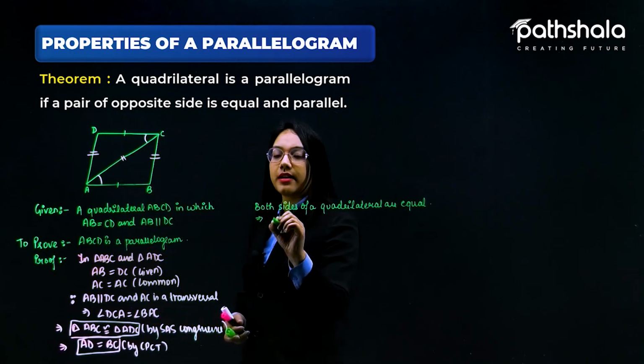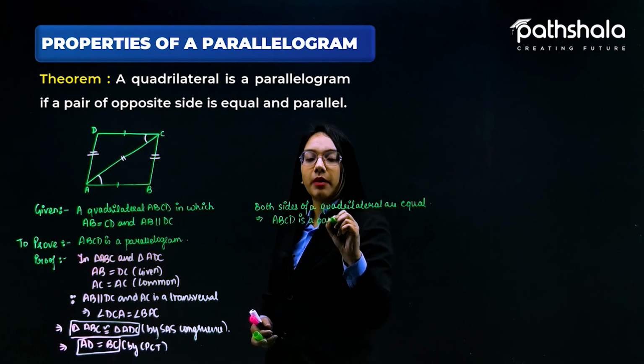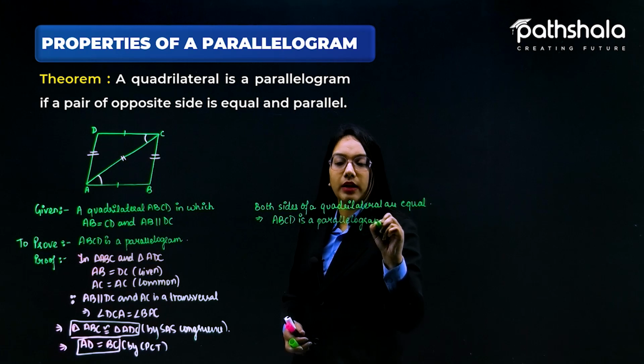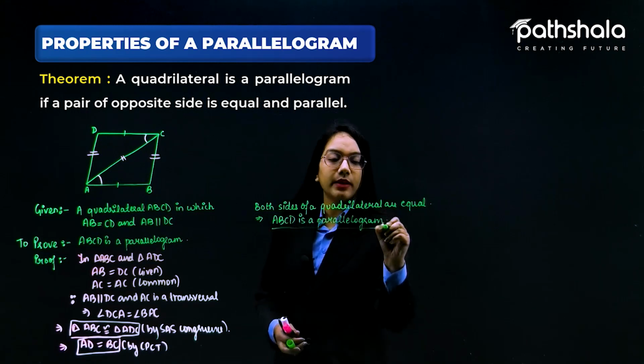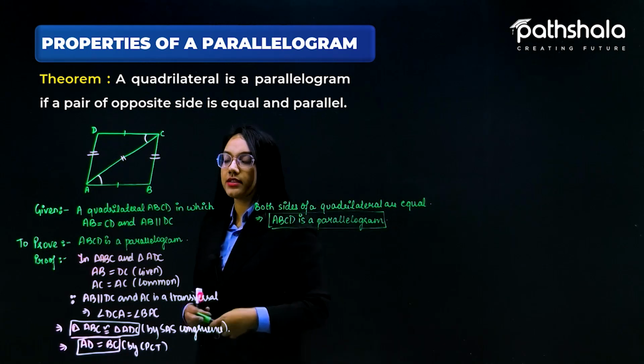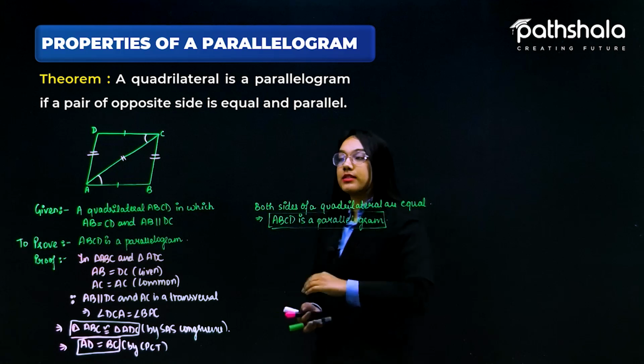It implies that ABCD is a parallelogram. It is a parallelogram, and this is exactly what we had to prove over here: that if a pair of opposite sides is equal and parallel, then the quadrilateral is a parallelogram. So this is the proof of this theorem.